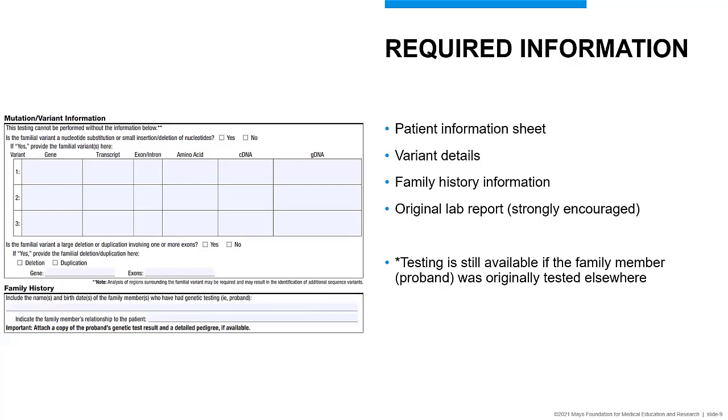The other option for providing the variant information is by including the family member's lab report. This is strongly encouraged as the lab report can include other helpful information for the laboratory and can reduce the risk of a typographical error. Alternatively, familial variant details may be included in a family letter written by a genetic counselor or in the family member's clinical note. Finally, FMTT through Mayo Clinic laboratories is available, even if the proband was originally tested elsewhere.